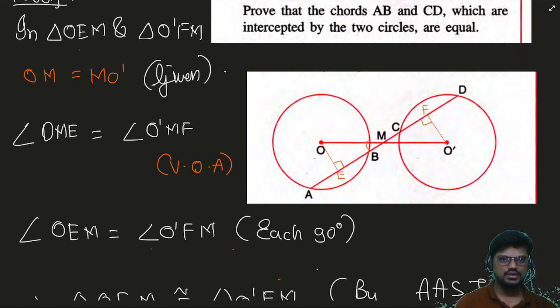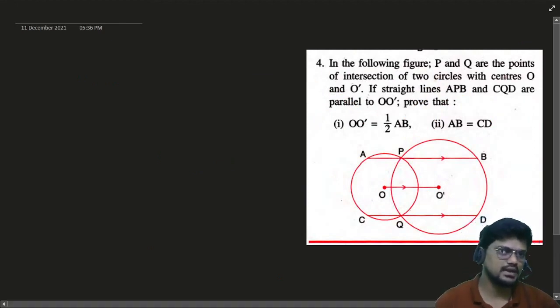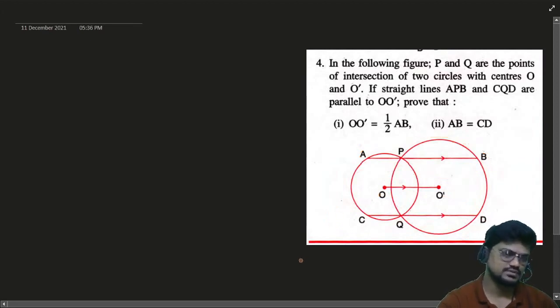What is given in the question? In the following figure, P and Q are the points of intersection of two circles with centers O and O dash. The straight lines APB and CQD are parallel to OO dash. Prove that OO dash is equal to half of AB. We have to prove that this length will be half of AB, and also that AB is equal to CD. Now how can we prove this?